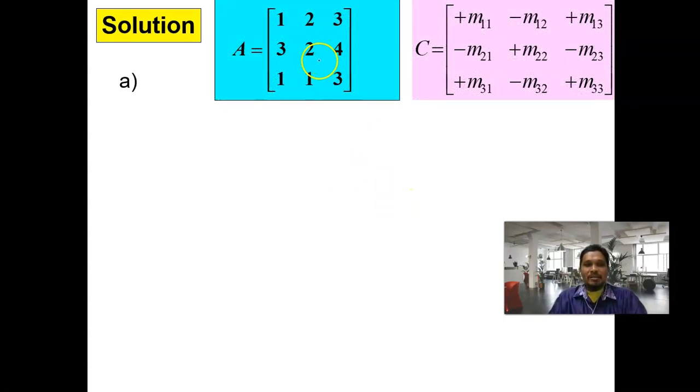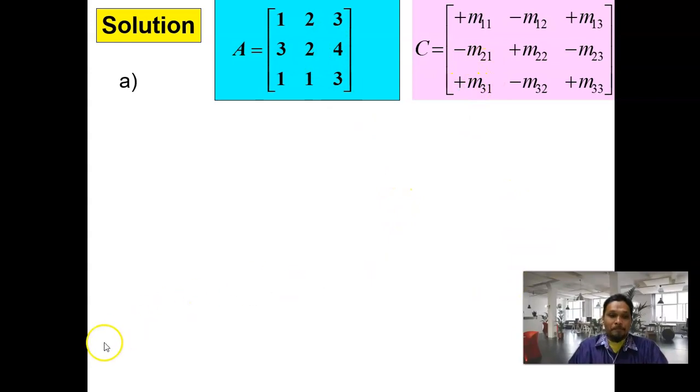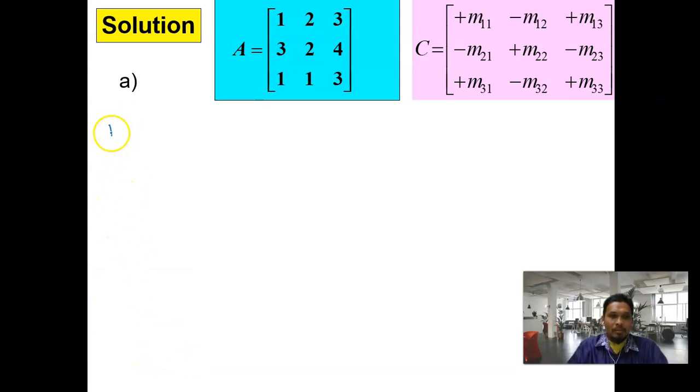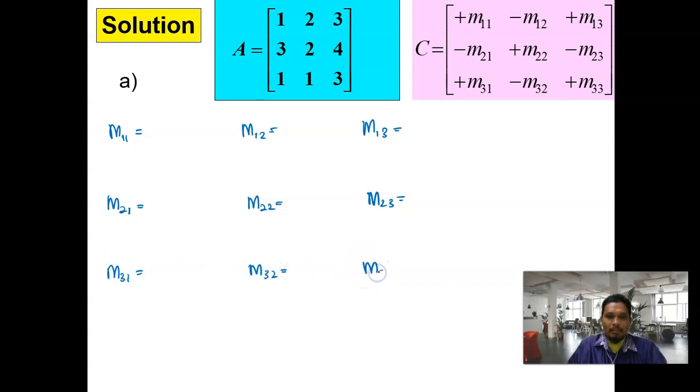Okay, let's say this is a matrix here. So now we are going to find the minors M1,1, M1,2, M1,3, M2,1, M2,2, M2,3, M3,1, M3,2, and M3,3. Okay, the first one then.